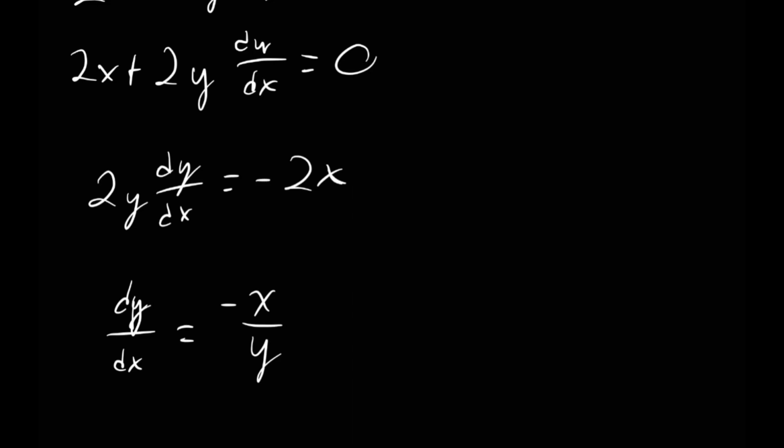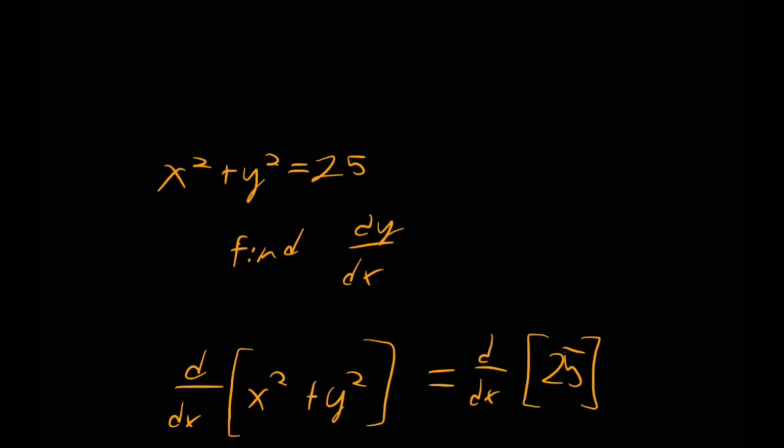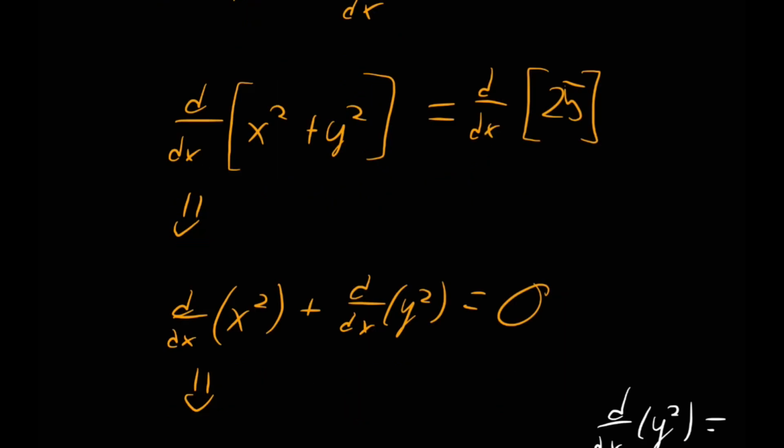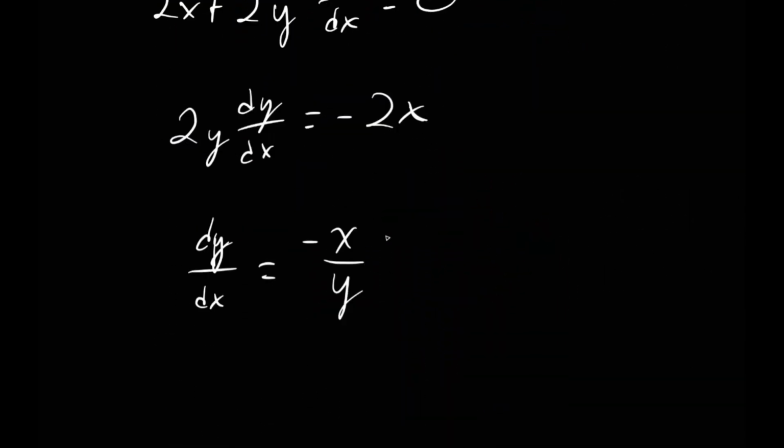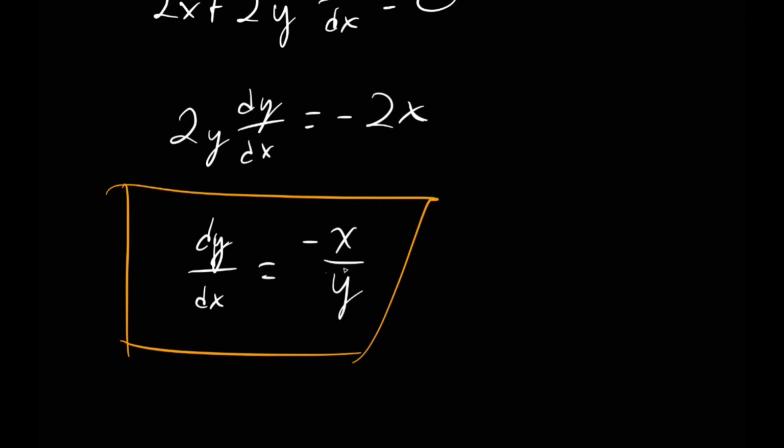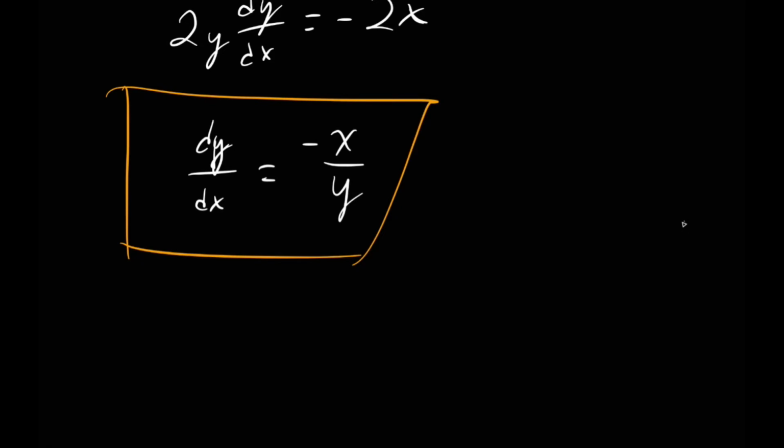So if you actually remember, back at the beginning of this whole ordeal, we were trying to find dy dx, which is exactly what we have just done. We have just found dy dx. We found it as negative x over y. But there's still a problem. If we wanted to find the equation of a tangent line at a certain point, well, what would we do?